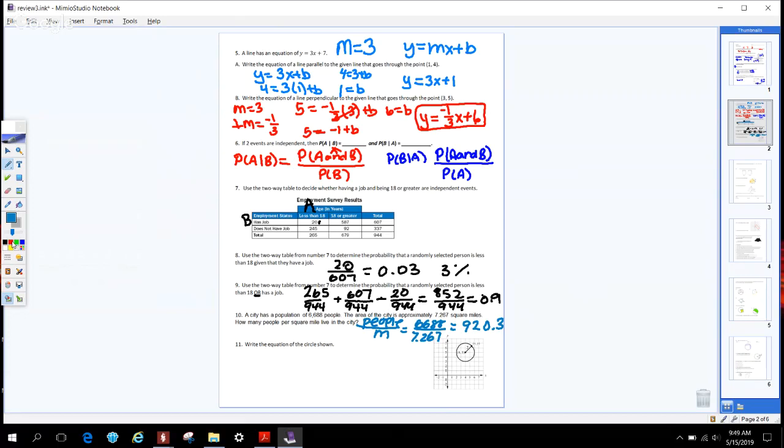Here it says write the equation of the circle shown. We've done that before. Our center's at 4, 5, so we know we switch the signs. Here our radius is 2, so our radius squared is 2 times 2, which is 4.